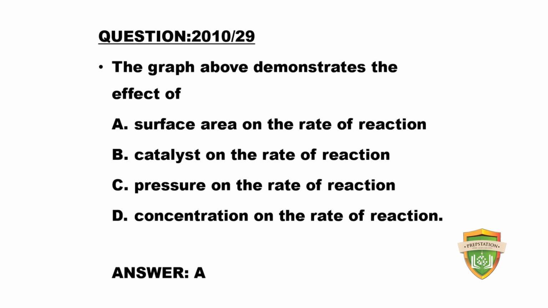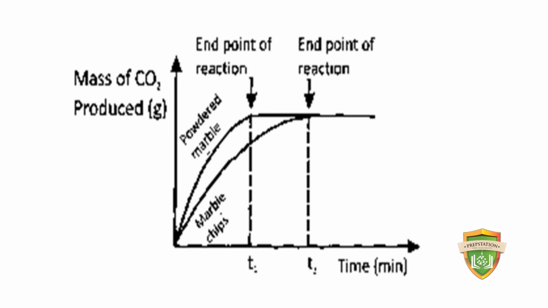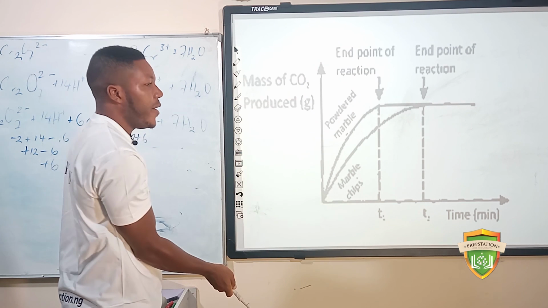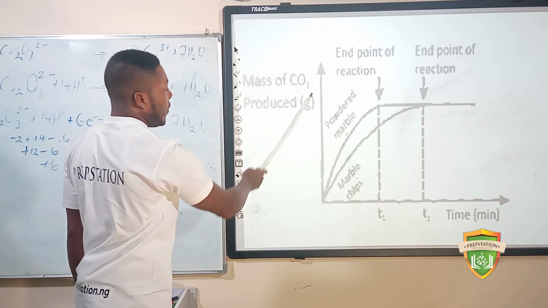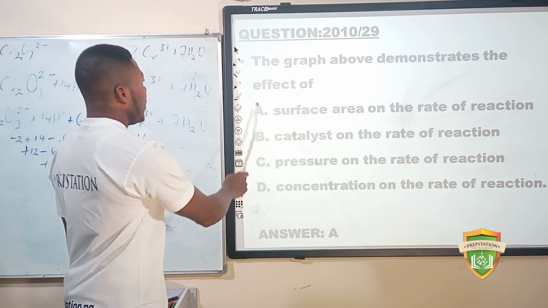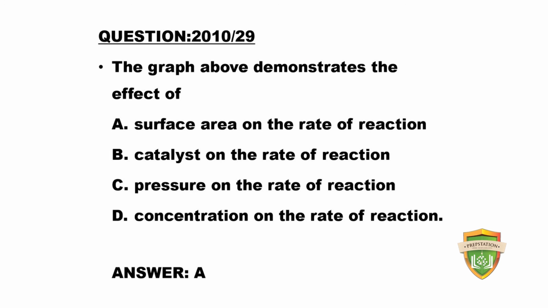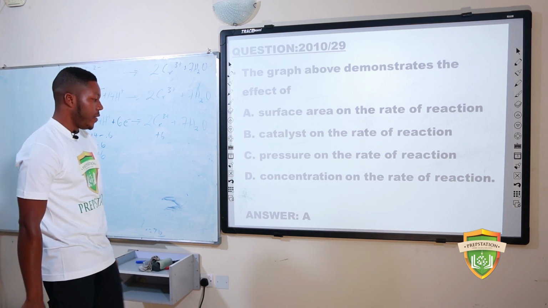Okay, let's look at the question. The graph above demonstrates the effect of, back to the graph, powdered marble and marble chips. So this is surface area in contact. This one has a higher surface area than marble chips. Let's look at the answer. The question is just which of the factors affects that diagram. A, surface area on the rate of a reaction. Catalyst on the rate of a reaction. Pressure, no. Concentration, no. The answer is surface area on the rate of the reaction.